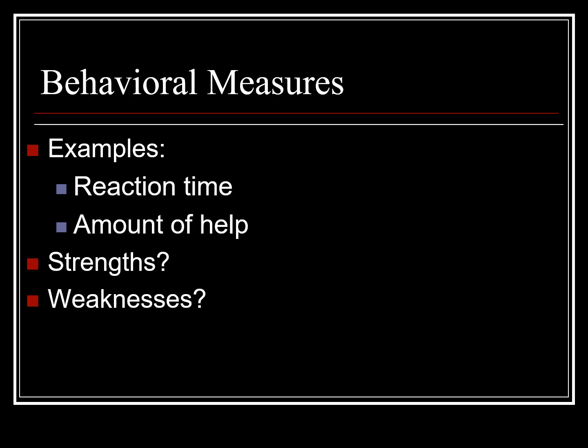We can also just look at behavioral measures. So in this case, we're not asking someone to self-report measures. We're actually observing an observable behavior. Some examples here are reaction timing or amount of help. It can be as simple as the number of times someone blinks, their heart rate, their galvanic skin response, how quickly they respond to various stimuli on a computer. All of those are examples of behavioral measures. So they're count data, electronic data, medical data.